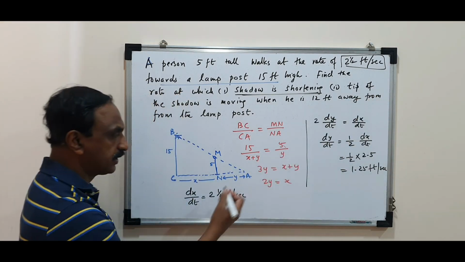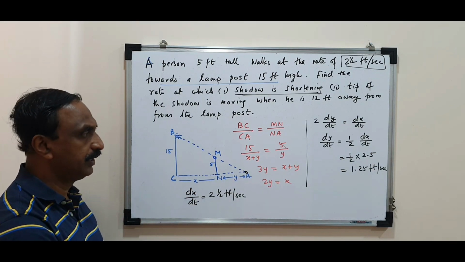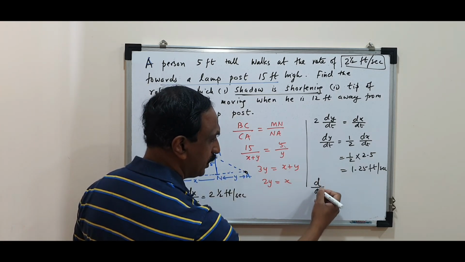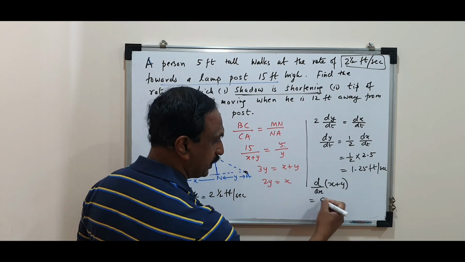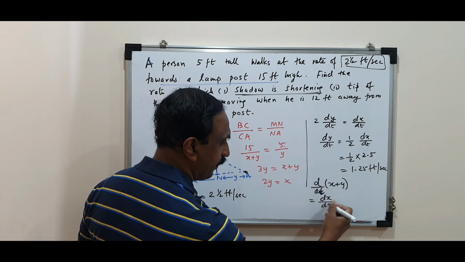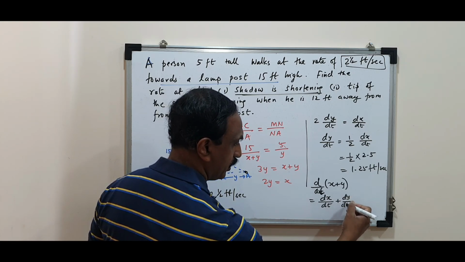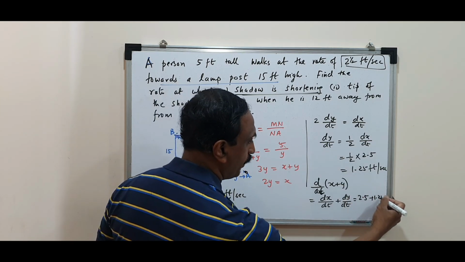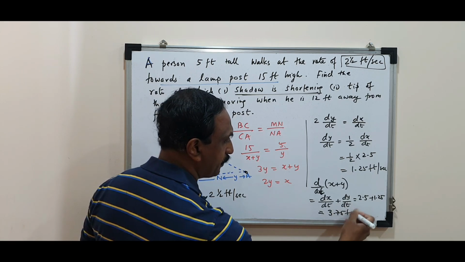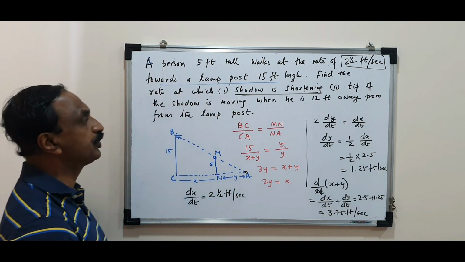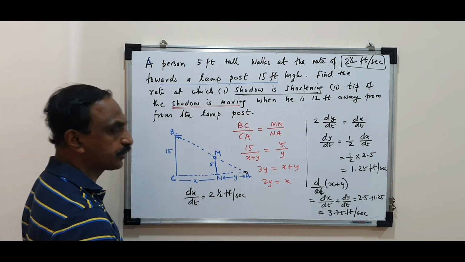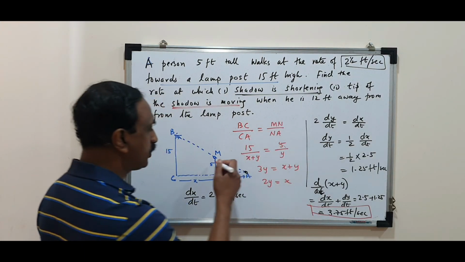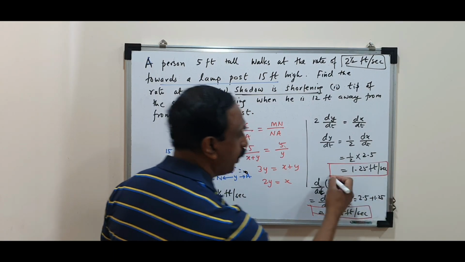And the tip of the shadow, what is the tip of the shadow? The point A is moving. So the tip of the shadow means the rate at which CA is changing. That means the rate at which x plus y is changing, which is dx by dt plus dy by dt. So dx by dt is 2.5 and dy by dt is 1.25. That means 3.75 feet per second will be the answer to how fast the tip of the shadow is moving. The rate at which the tip of the shadow is moving will be 3.75 feet per second, and the rate at which the shadow is shortening will be 1.25 feet per second.